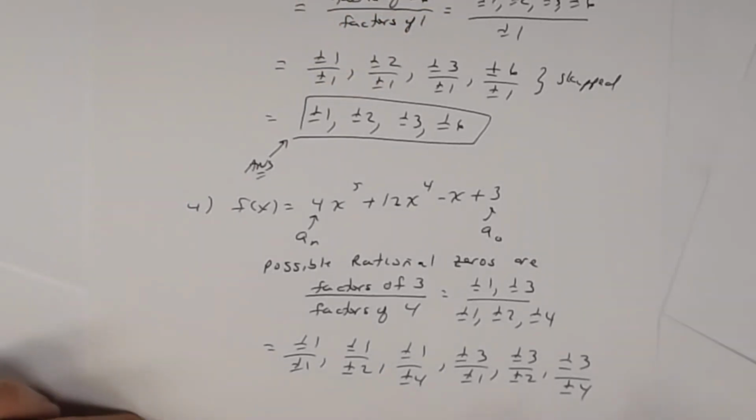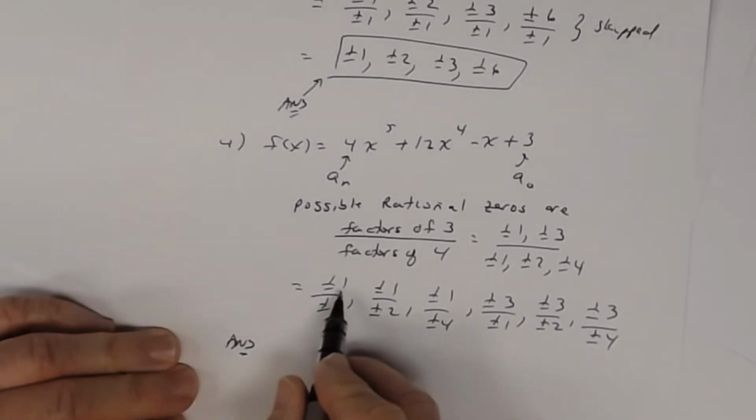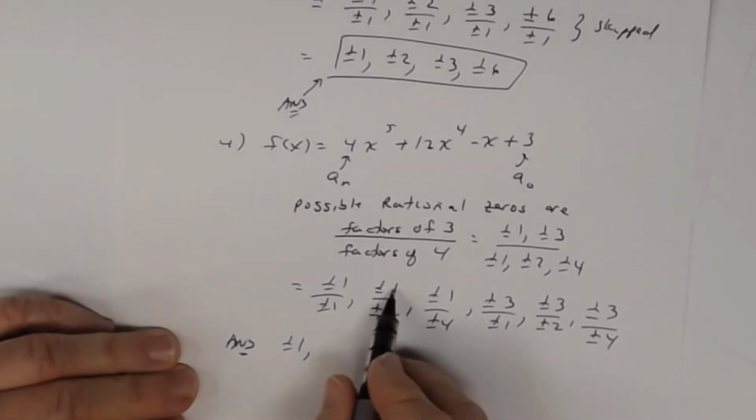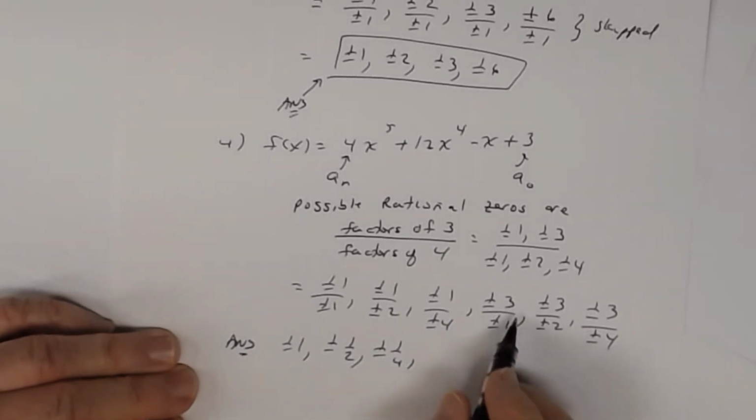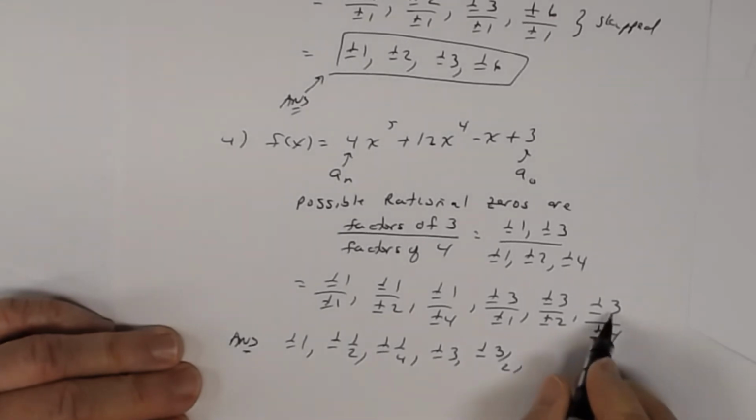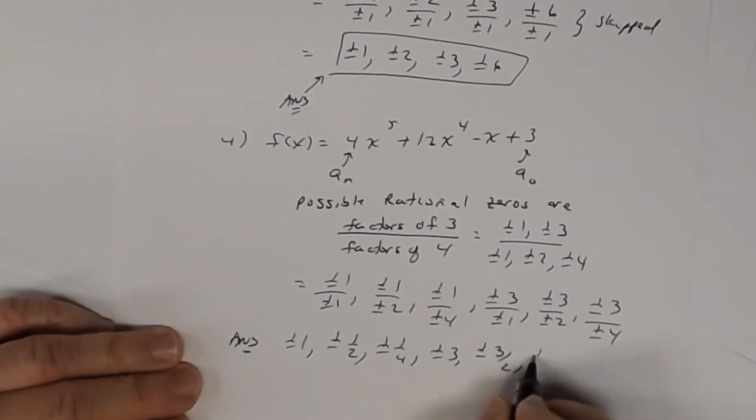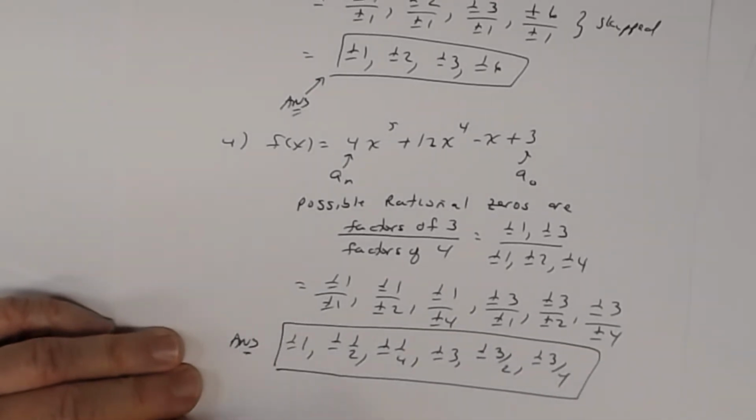Now let's reduce. So the answer: 1 divided by 1 is 1, right? So that's going to be plus or minus 1. 1 divided by 2 is a half, so plus or minus 1 divided by plus or minus 2 is plus or minus 1 half. 1 divided by 4 is 1 fourth, so it'll be plus or minus 1 fourth. 3 divided by 1 is 3, so plus or minus 3. 3 divided by 2 is 3 halves, so plus or minus 3 halves. And then 3 divided by 4 is 3 fourths, so plus or minus 3 fourths. And that's it. So those are your possible rational zeros.